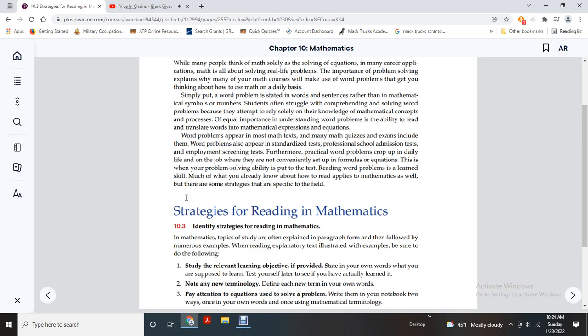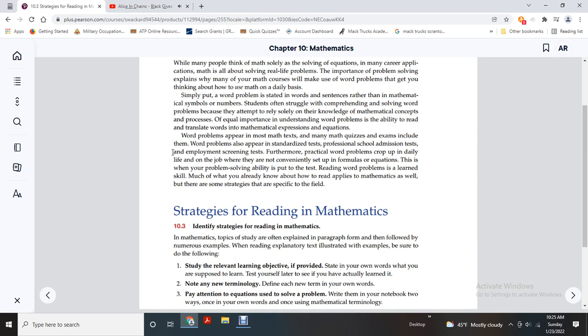Many math quizzes and examples include them. Word problems also appear on standardized tests, professional school admission tests, and employment screening tests. Furthermore, practical word problems crop up in daily life and on the job, where they are not conveniently set up with formulas and equations. This is when your problem-solving ability is put to the test.